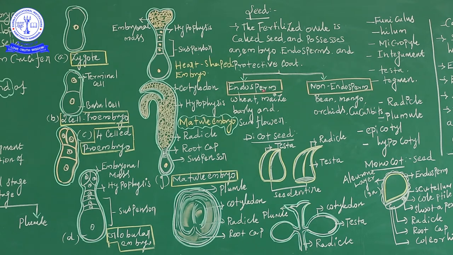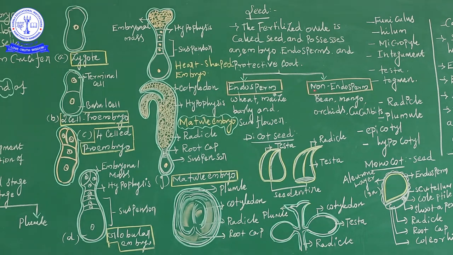For the differentiation of seed character, I will say it is divided into two characters: first endosperm and then non endosperm character. What is the endosperm? In angiosperm plants, the endosperm is 3n condition, and it provides nutrition to the developing seed or embryo. Non endosperm plant character means the endosperm is absent.